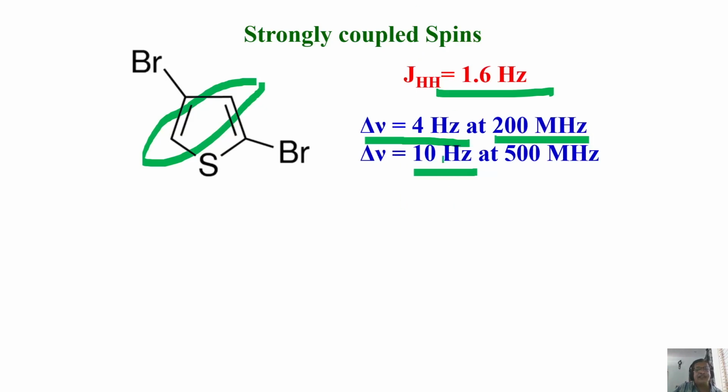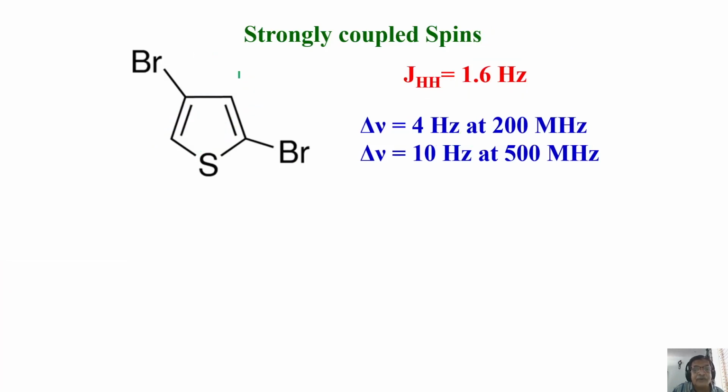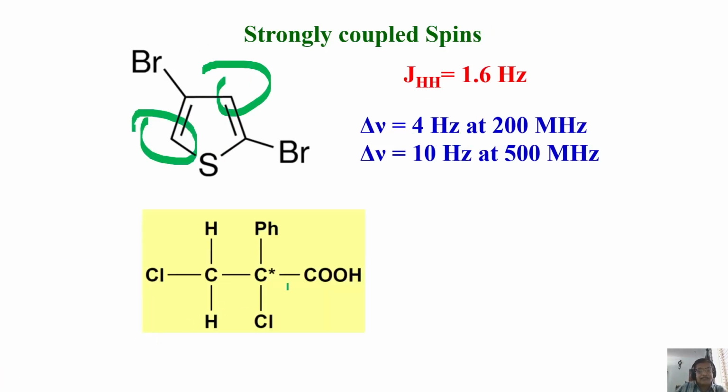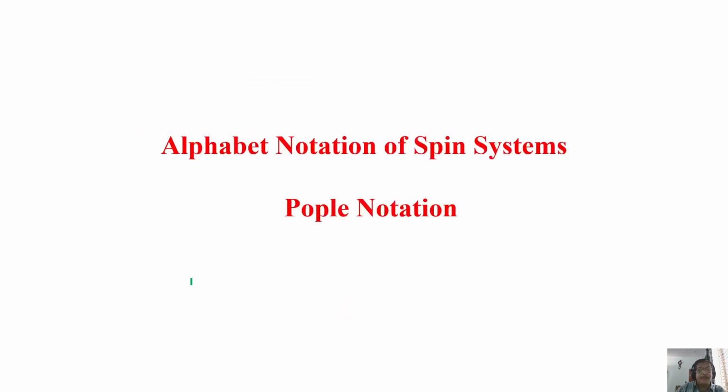Now take the ratio, J over delta or delta by J. It doesn't fit into your weakly coupled spin system equation. The chemical shift separation is almost of the order of the J coupling. What does it mean? It means these two spins are strongly coupled. This proton and this proton are strongly coupled. Let us take the example of 2 protons here and here. They are also a very strongly coupled spin system. These are all simple examples to show the definition of strong coupling and weak coupling.